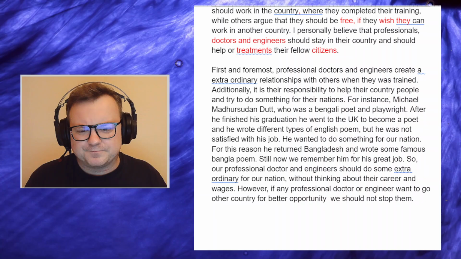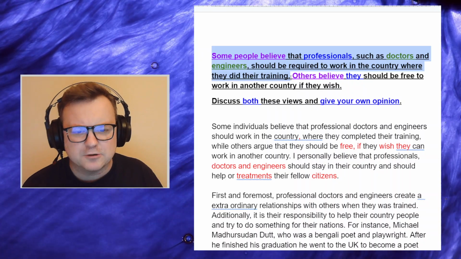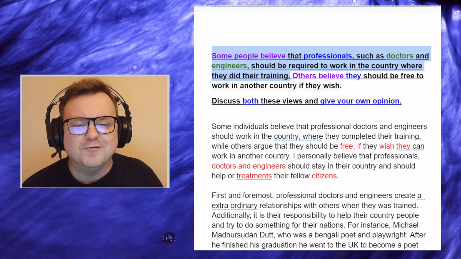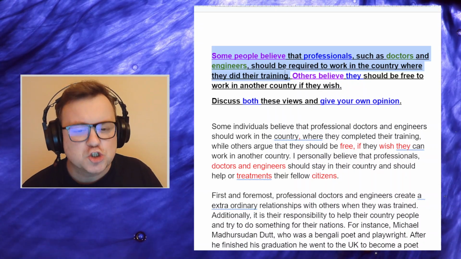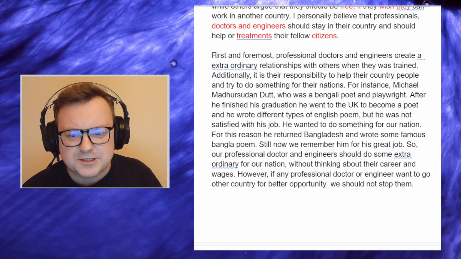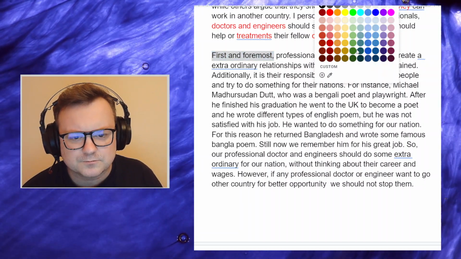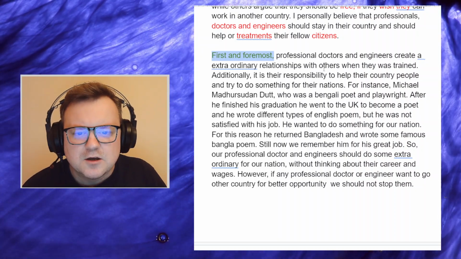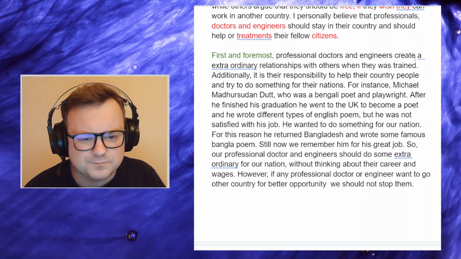But okay. So the next paragraph, I'm hoping to get an explanation of why some people believe that professionals such as doctors and engineers should be required to work in the country where they did their training. Will the candidate explain this? First and foremost, good signposting language. Signposting language helps us to understand where we are in a text. Professional doctors and engineers, again, there's a big focus on doctors and engineers, but okay.